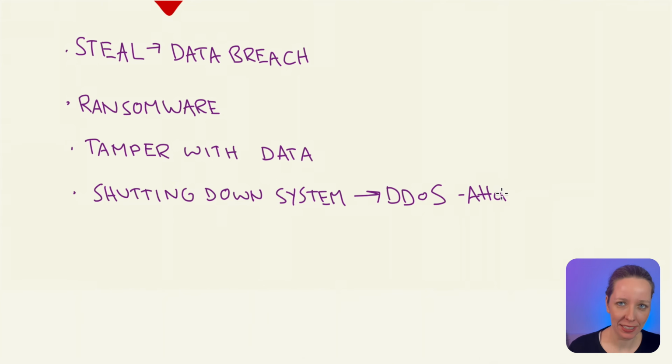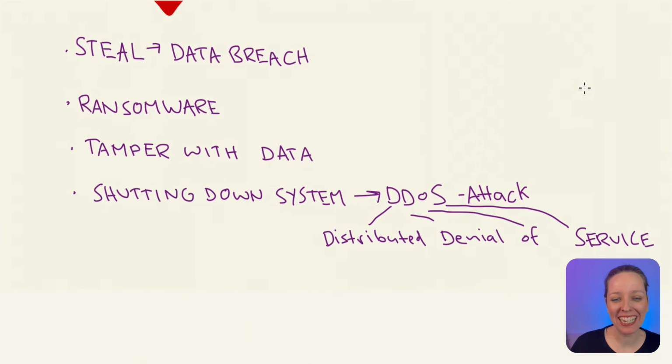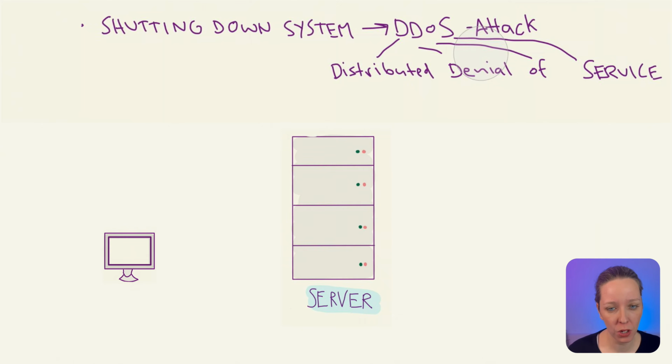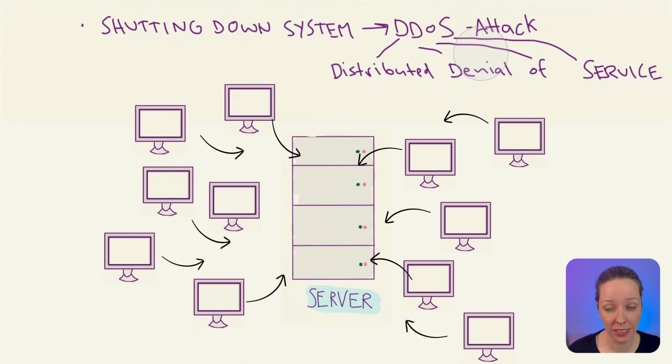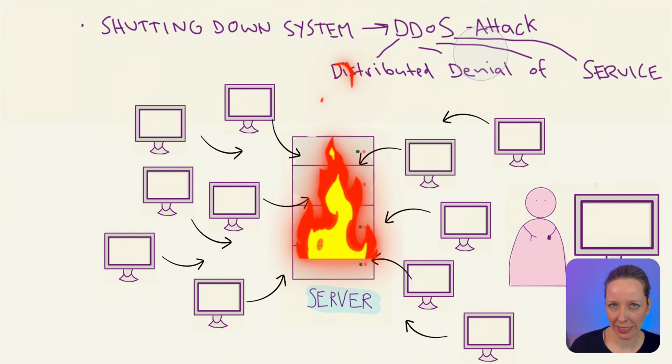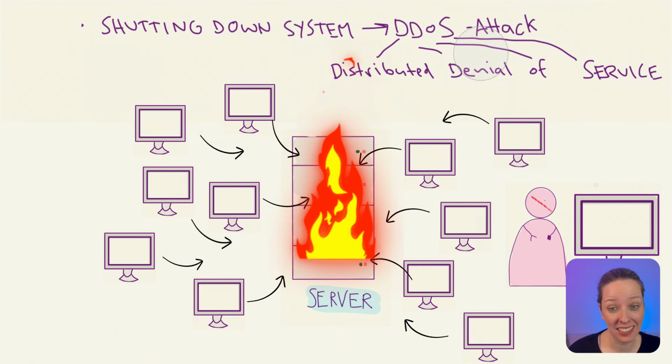Enter the DDoS attack, distributed denial of service. Hackers use a network of hijacked computers, called a botnet, to flood the server with fake requests. So legitimate users, like doctors or nurses, cannot access it anymore.